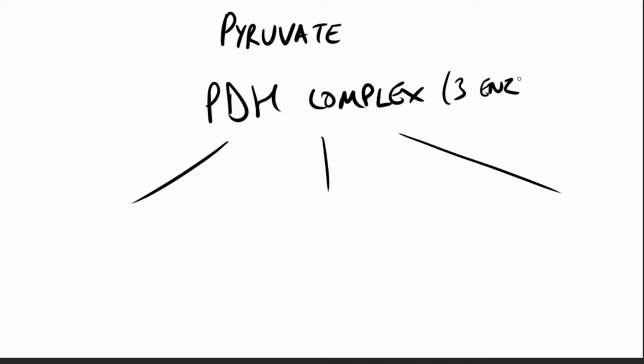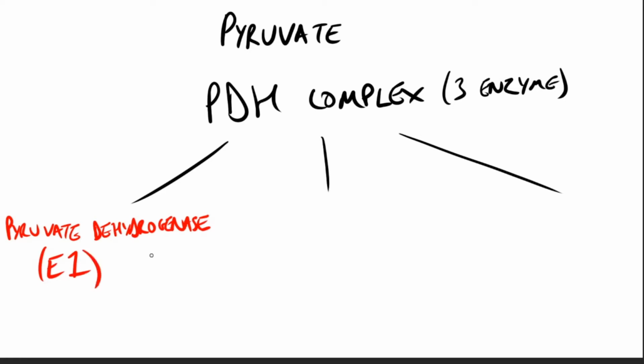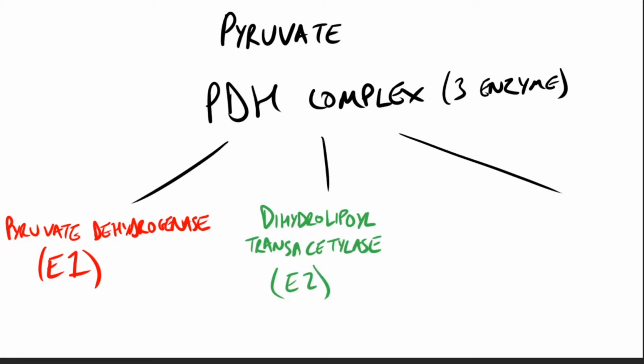Now this complex is a multi-complex of three different enzymes. One is pyruvate dehydrogenase, also written as E1, and it can also be called decarboxylase. Then you have dihydrolipoyl transacetylase, which is E2, and dihydrolipoyl dehydrogenase, which is E3. Each one of these enzymes catalyzes a part of the overall reaction.